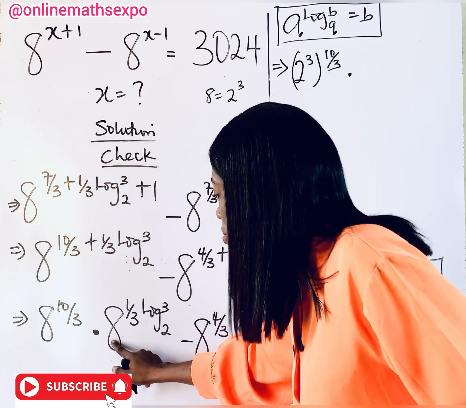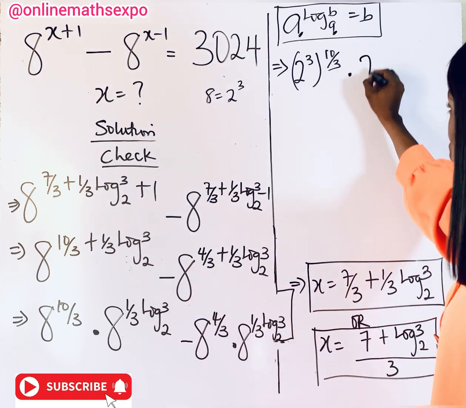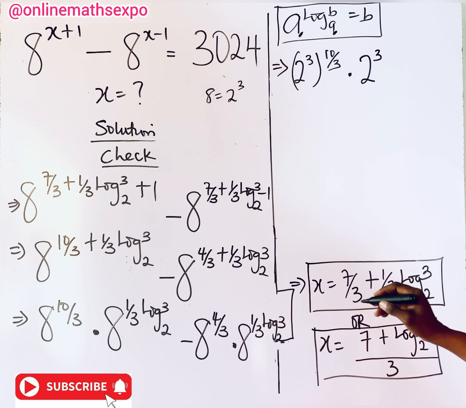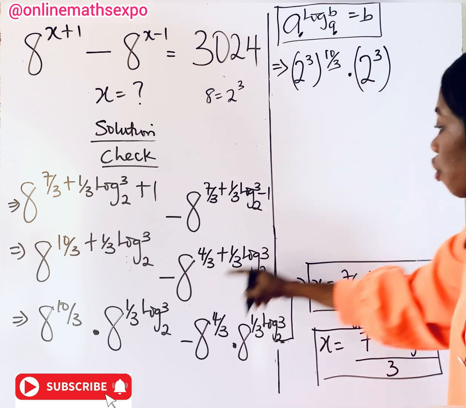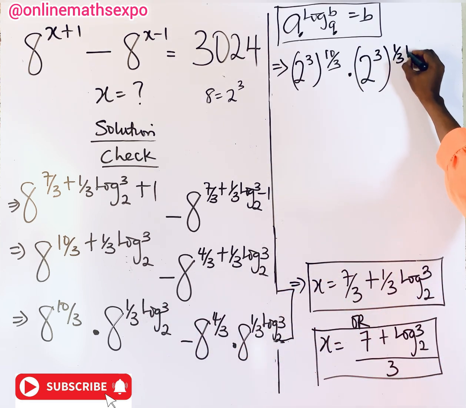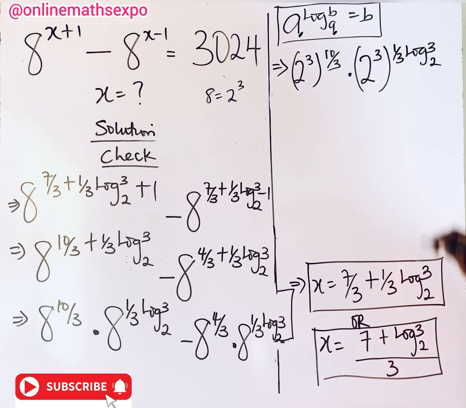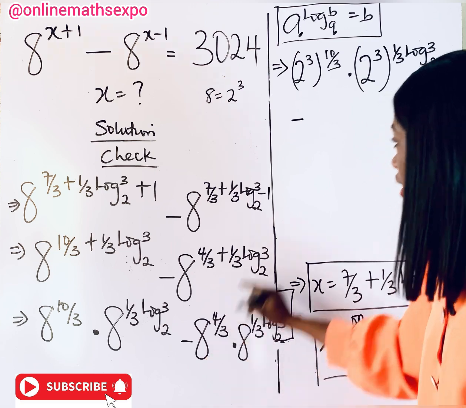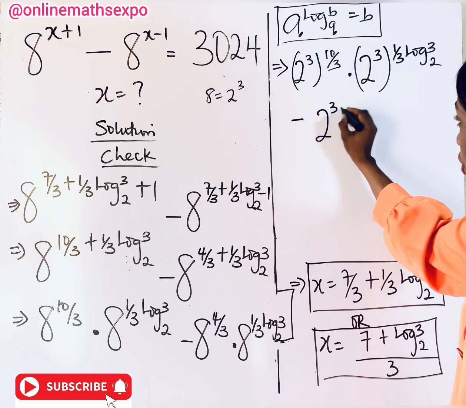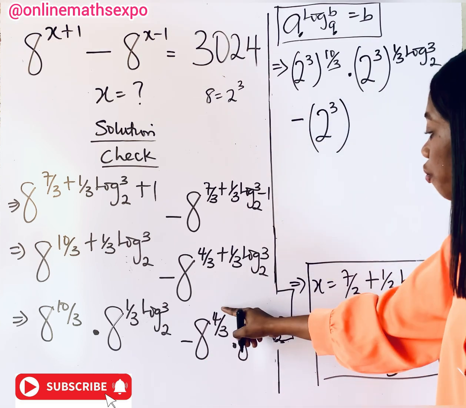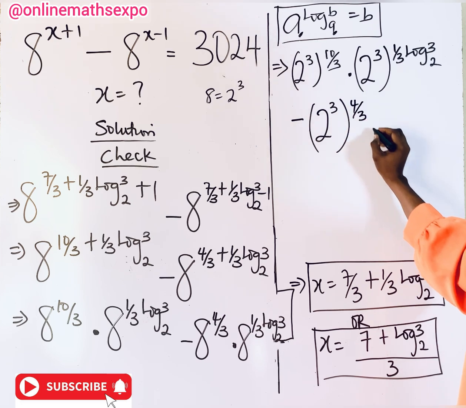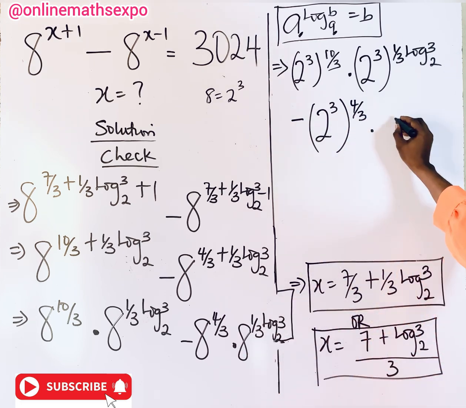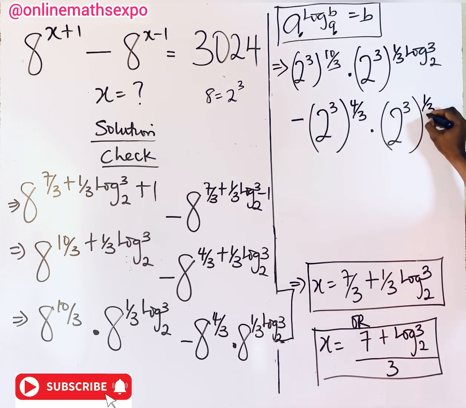So just split this. Remember that 8 is also, like we said, 2 to the power of 3. Then raise it to the power of 1 over 3 log 3 base 2. Did you see what we're doing? Then minus, do the same here. This 8, split it, it will be 2 to the power of 3, then raise it to the power of 4 over 3. Interesting. Then multiply by this, you also split it, 2 to the power of 3, raise it to the power of 1/3 of log 3 base 2.